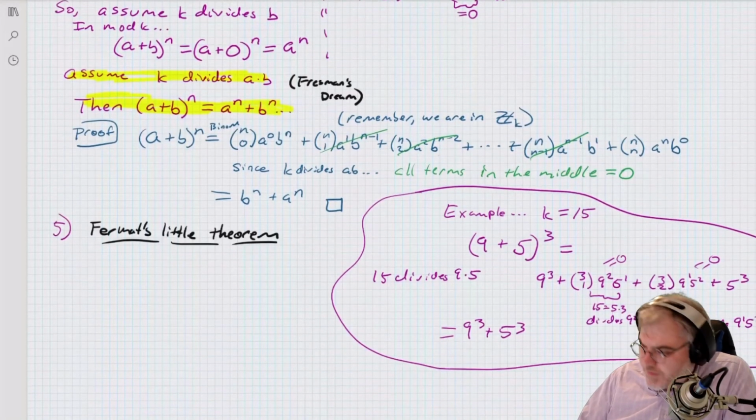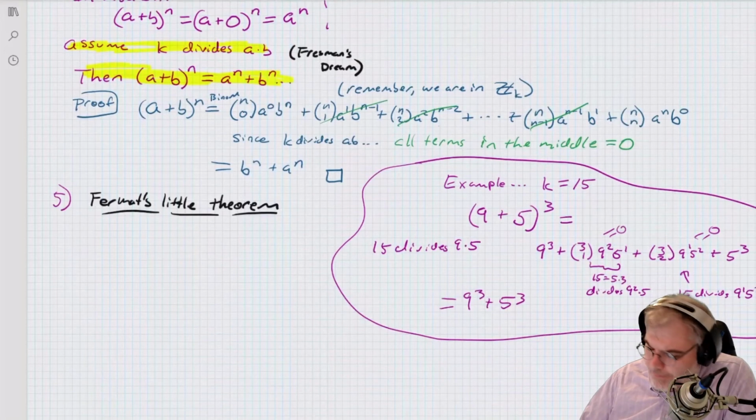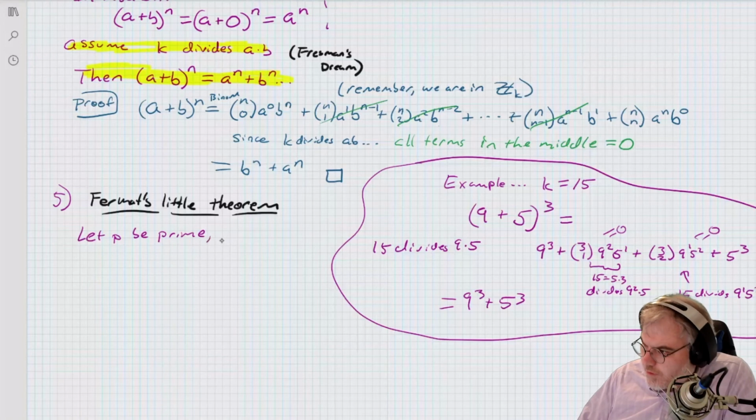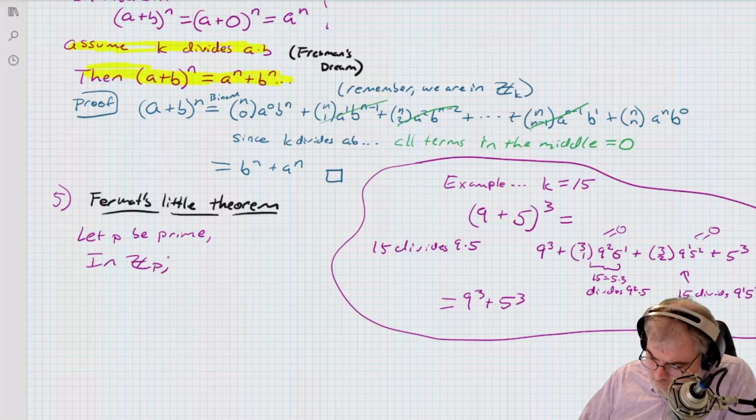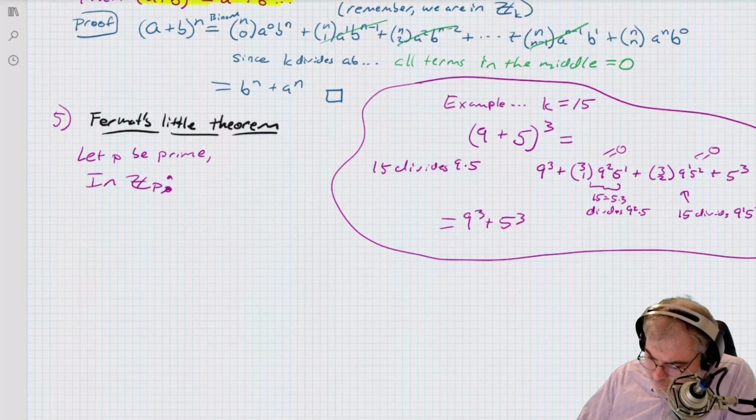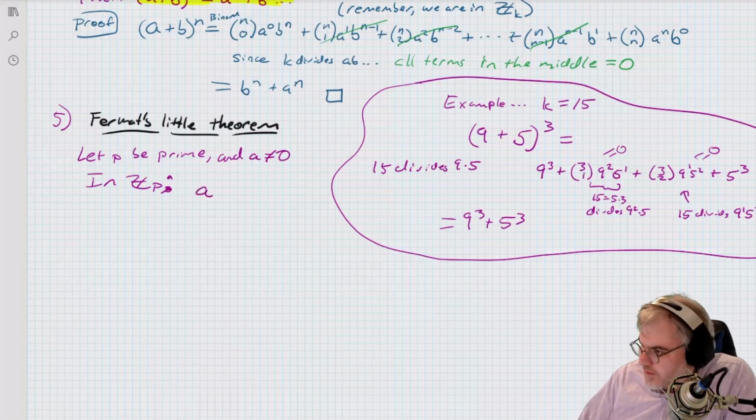Fermat's little theorem says the following. Let P be prime. Then in ZP, and A not equal to 0, by the way, A to the P minus 1 equals 1.